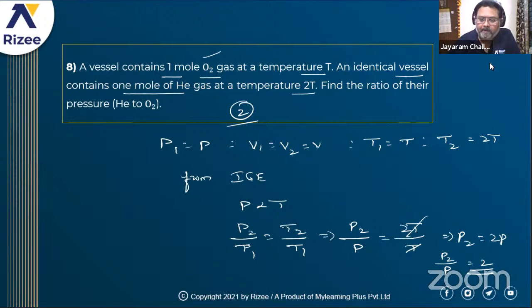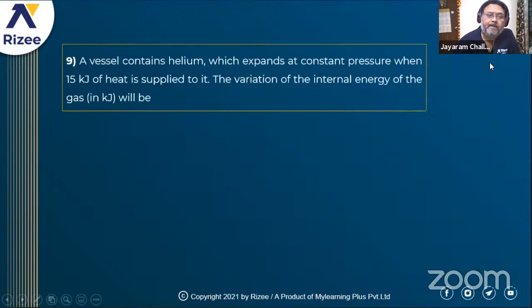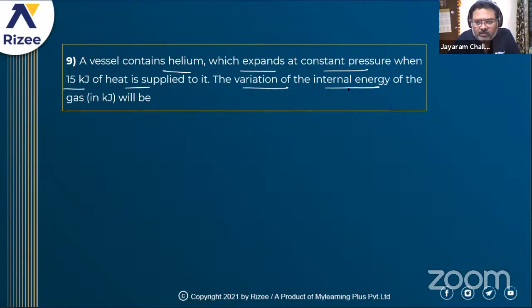Question number 9. A vessel contains helium which expands at constant pressure when 15 kilojoules of heat is supplied. The variation of internal energy of the gas is asked. So heat is being supplied to the system at constant pressure. He is asking the variation of the internal energy.